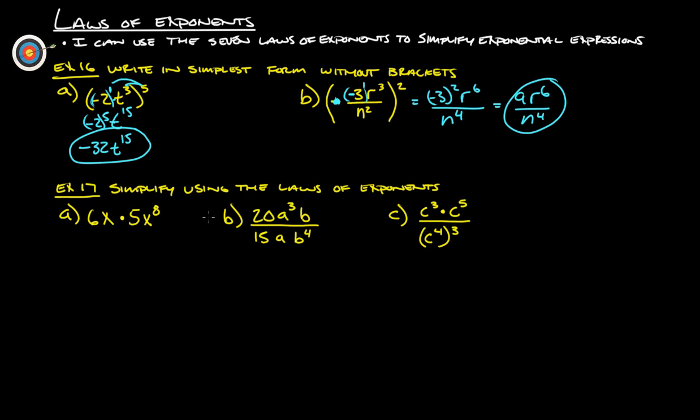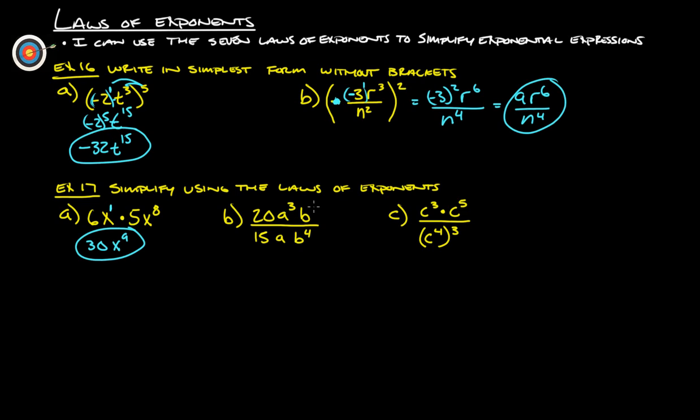Simplify using the laws of exponents. So this x, let's make that x to the first. 6 times 5, we can multiply, as long as these are all multiplied together and there's no addition or subtraction in there, we can multiply these. 6 times 5 is 30. X to the first times x to the 8th is x to the 9th. Okay?